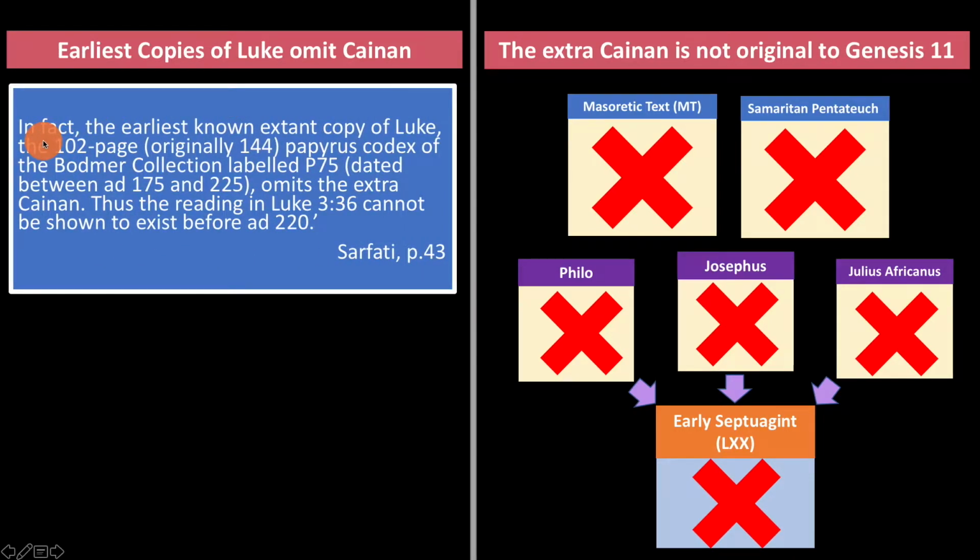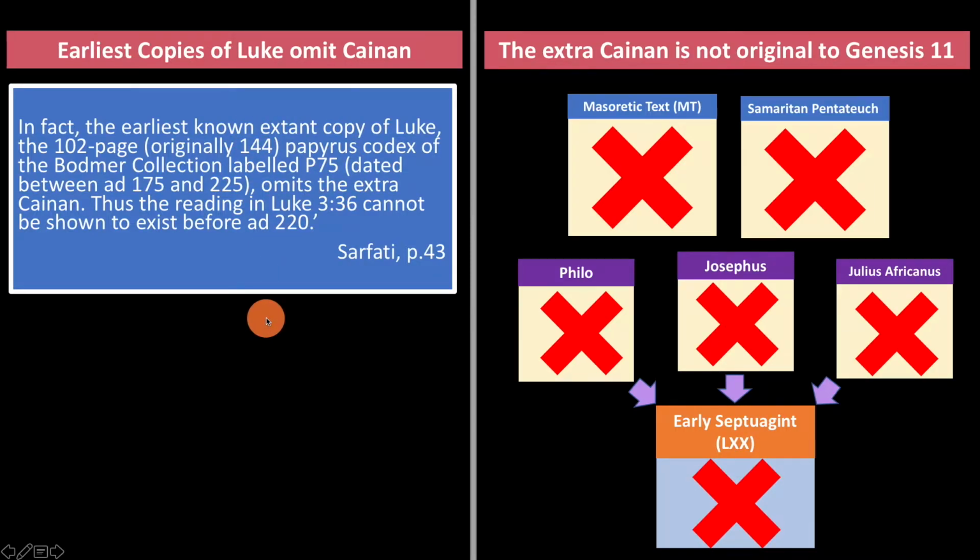Safarti says, "In fact, the earliest known extant copy of Luke, the 102-page Papyrus Codex of the Bodmer collection labeled P75, dated between AD 175 and 225, omits the extra Kainan. Thus, the reading in Luke 3:36 cannot be shown to exist before AD 220." So here Safarti is arguing, based on P75, that the extra Kainan was added because it wasn't in our earliest document.